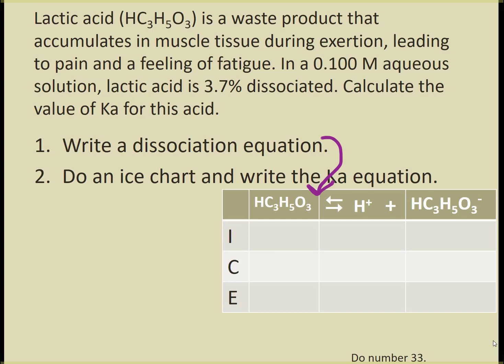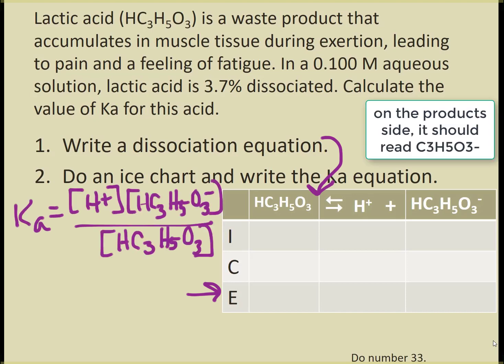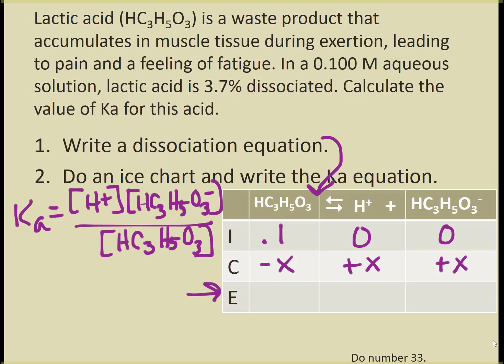So I have initial concentrations, my change, and then my equilibrium. And remember, it's this last row, the equilibrium, that I'm going to put into my Ka equation. I can write my Ka equation. And let's fill out our ice chart. Initially I have a concentration of 0.1, and these are going to be 0. I'm going to lose a little bit here, and I'm going to gain a little bit here. Now notice in my balanced equation, it's a 1 to 1 to 1. When you're doing these acid problems, they're always going to be 1 to 1 to 1. So for acids, there will never be a 1 to 2 relationship.